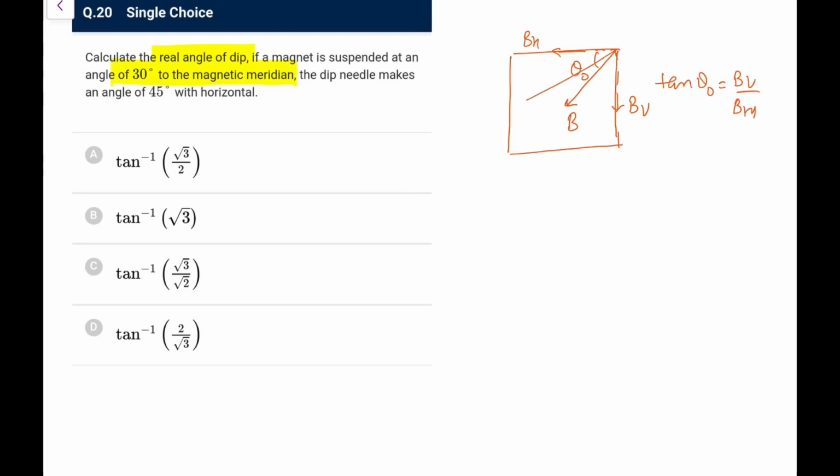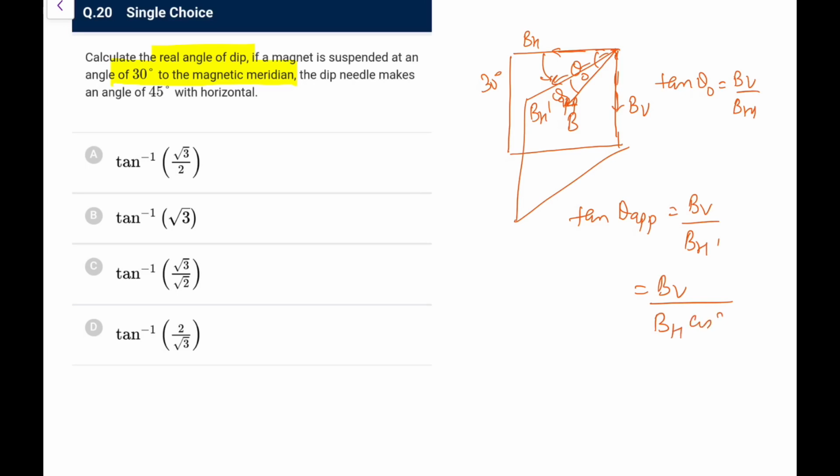Now if you have taken a plane at 30 degrees to this, at this angle 30 degrees to this, the B vertical remains the same, but the BH will change. This will become BH dash, and the new angle with it, the apparent dip, I can write as theta apparent. So tan theta apparent would be BV upon BH dash, and BH dash, if you remember, would be equal to BH cos 30. So that would be tan theta naught into cos 30. This is tan of theta apparent.